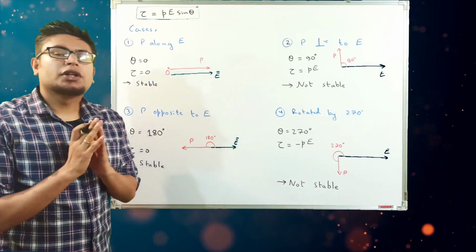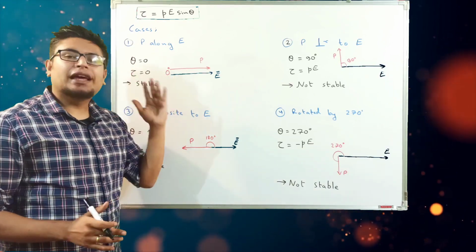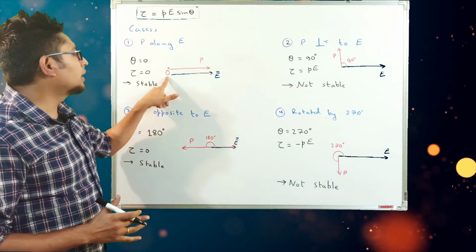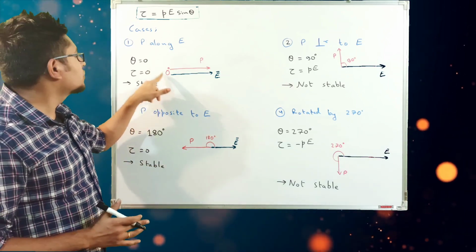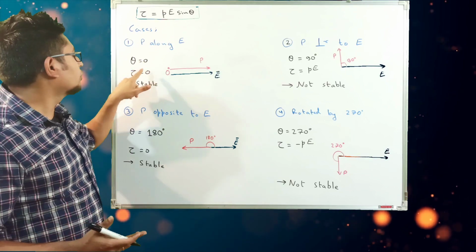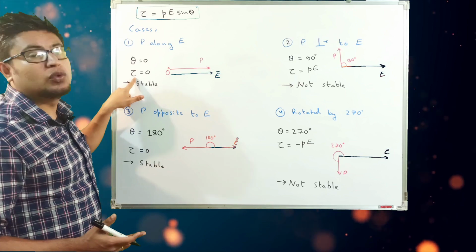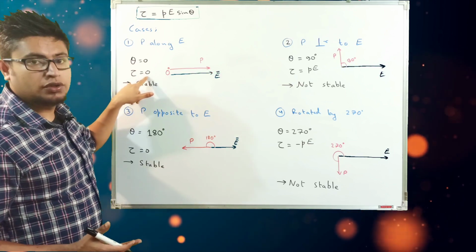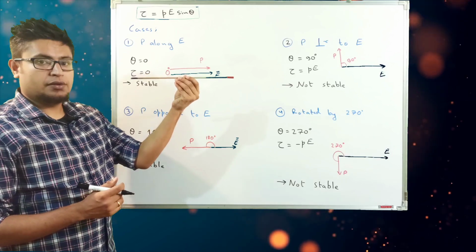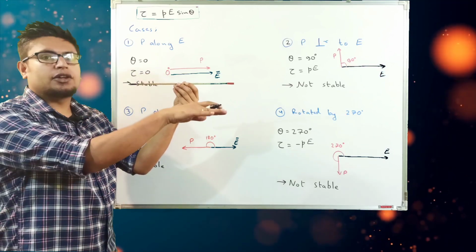The first case is when the dipole is along the direction of the electric field, and on being so, the angle between them is 0 degree. Hence, theta becomes 0. Sine 0 is 0. Therefore, the torque tau becomes 0. The dipole aligns itself in this way with the electric field.